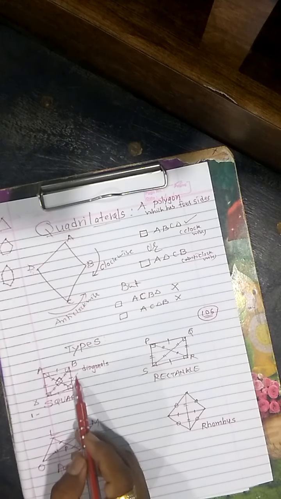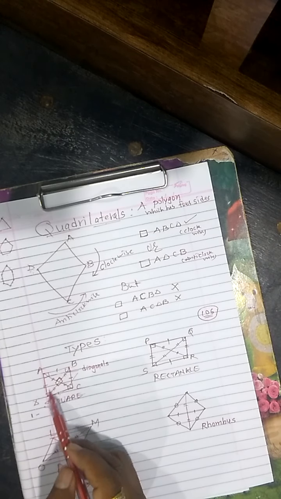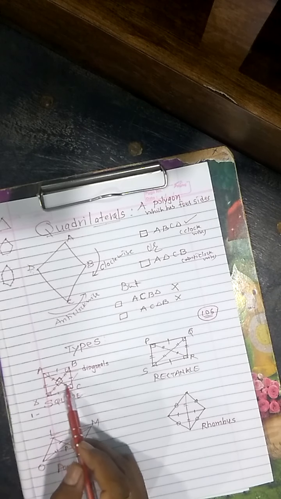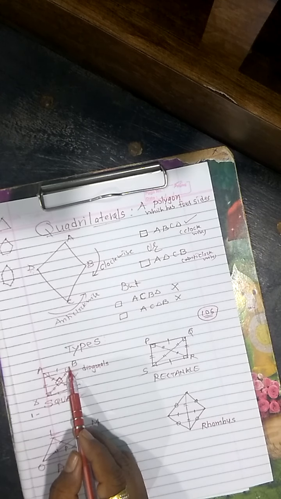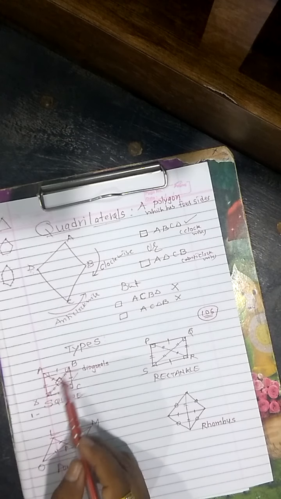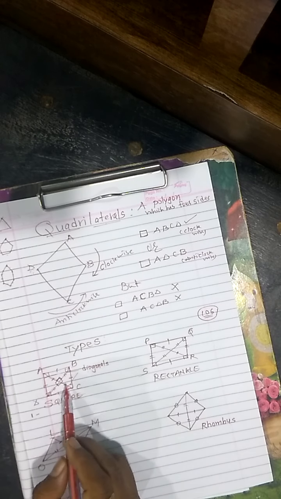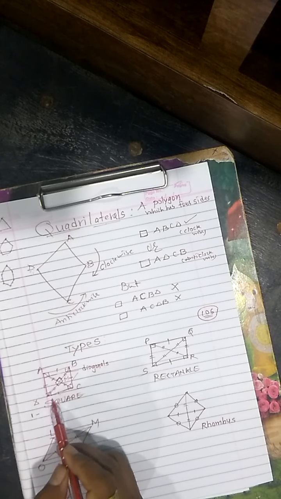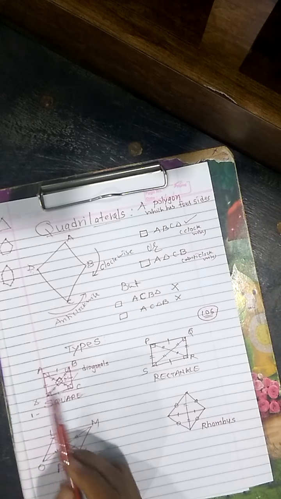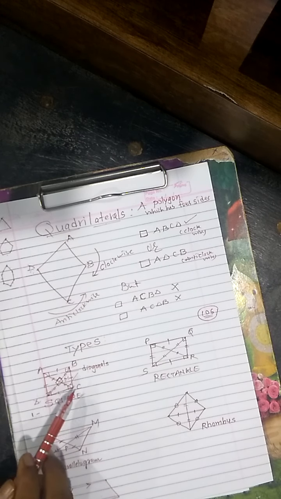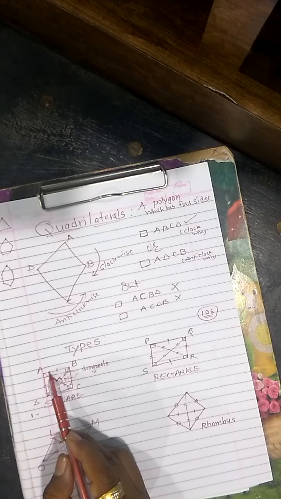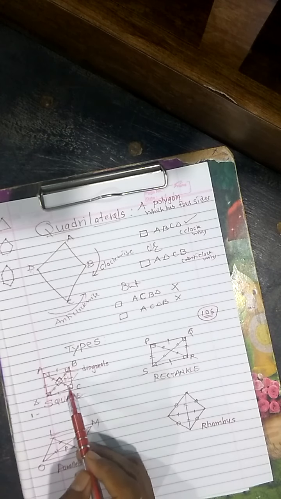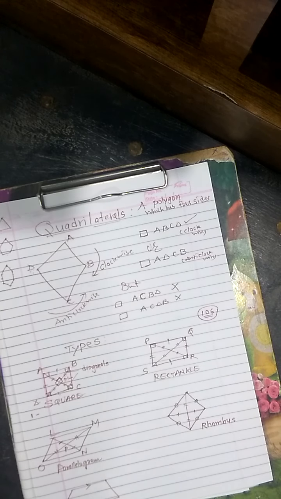All sides have equal measure. Second, there are two diagonals, and these two diagonals have equal measure. And the diagonals bisect each other. You see, if the diagonals intersect at point M, then BM is equal to MD, and AM is equal to MC, right? They bisect each other. All angles of a square are right angles. These are the properties of a square.